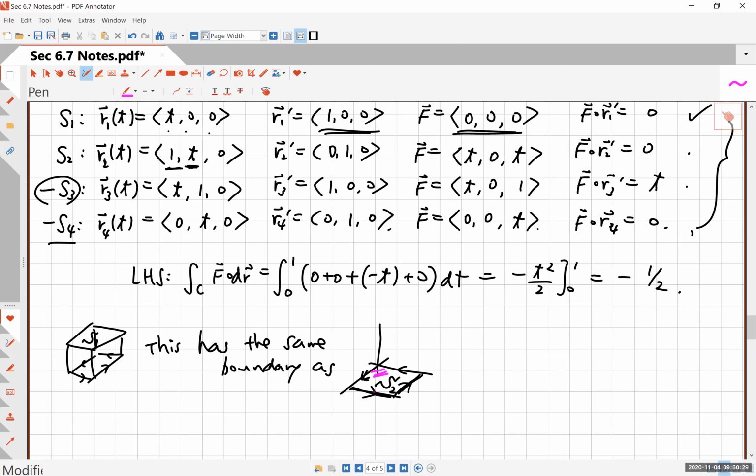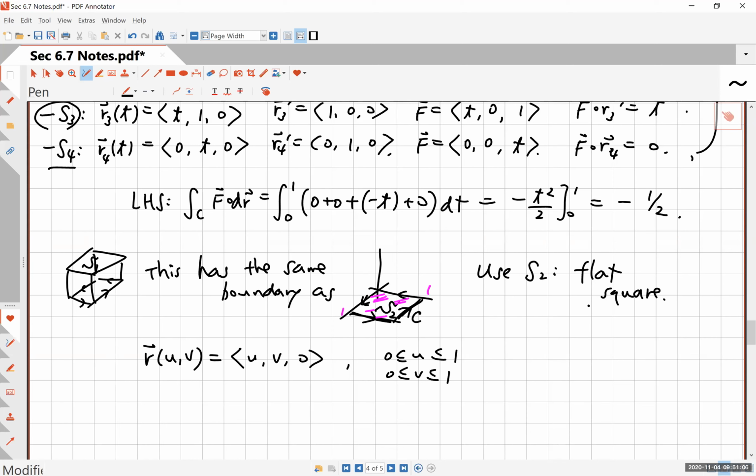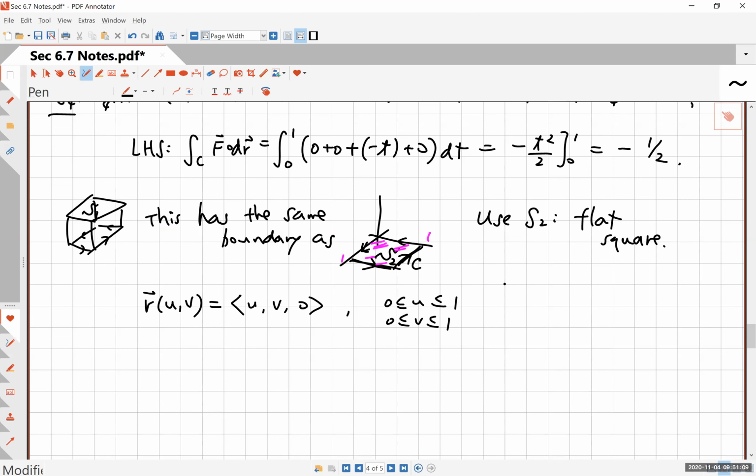This is the flat square of length 1 on each side. Because this has the same curve C as its boundary, let's use S2, a flat square with the same boundary. Now I know how to parameterize a flat square, a 1 by 1. What's the best way to parameterize this 1 by 1 square? Exactly, u, v, 0. You want u to go from 0 to 1 and v to go from 0 to 1. That completely parameterizes this square sitting flat on the xy plane.